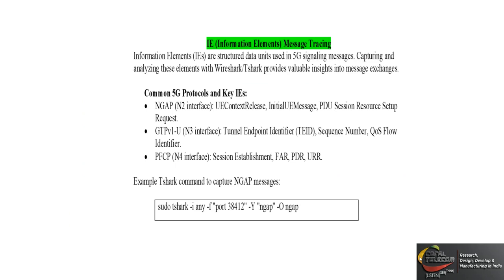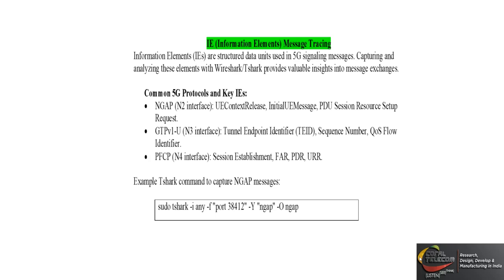Common 5G protocols and key elements: there are three types of common protocols used in the 5G network subsystem. NGAP, which runs between the core network and the radio access network, carries control messages like the end-to-end interface. Then GTP is another protocol used by the core network and the radio network over the N3 interface, where the QoS flow, sequence number and tunnel identifier values come in the GTP messages. Then there is the PFCP protocol.